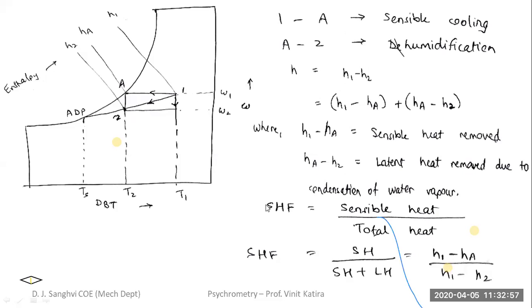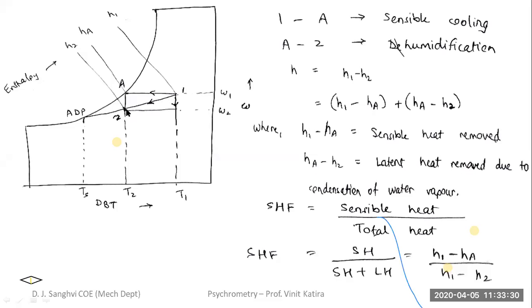This sensible heat factor is defined as the ratio of sensible heat to the total heat. Total heat will of course have sensible heat plus latent heat. This factor is extremely important because it is going to give us an idea about the nature of condensation that we want to bring about. For example, I will give you two examples. We have an auditorium and, let's say, a kitchen.